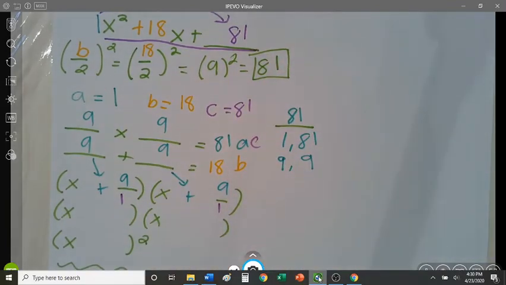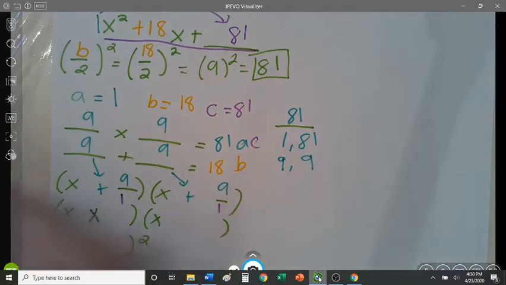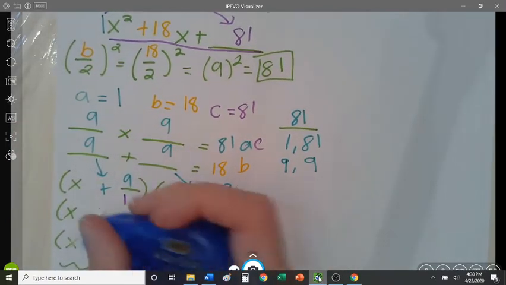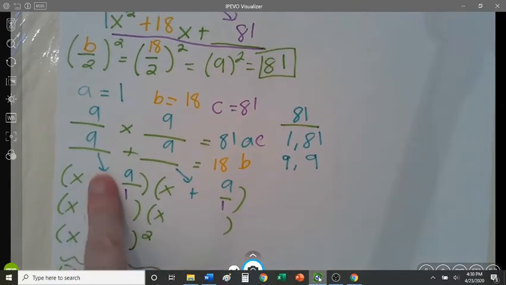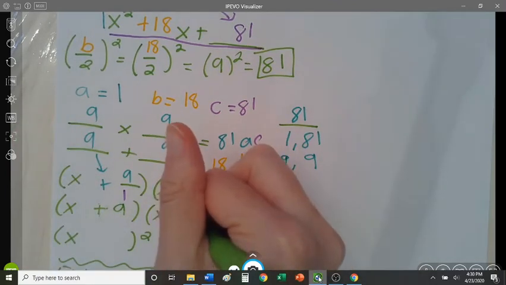Okay, so 9 over 1, well, that will reduce down to, oh, what am I doing? Sorry, guys. 9 over 1 will be a positive 9, and 9 over 1 will be a positive 9.